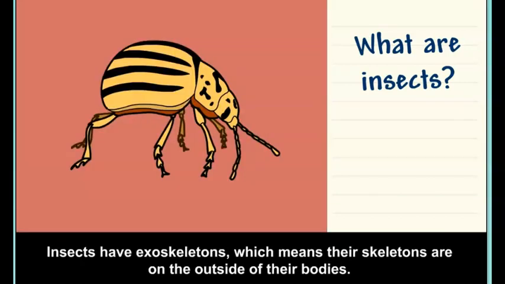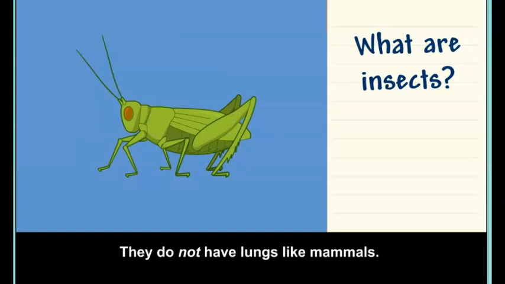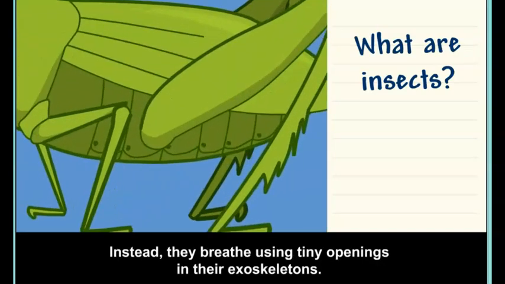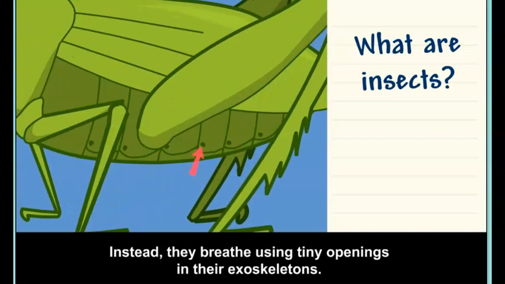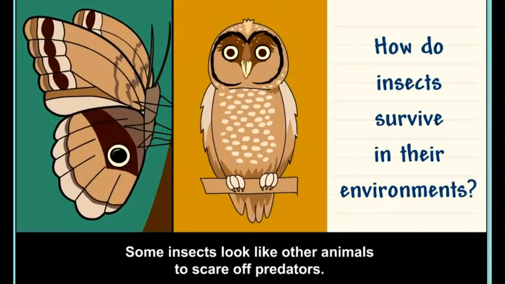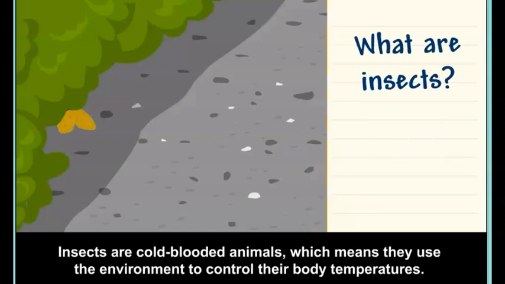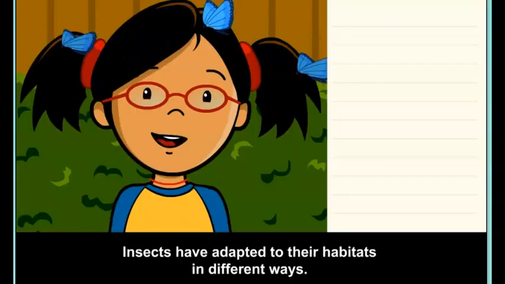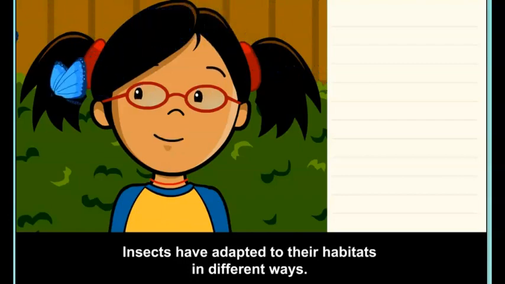Insects have exoskeletons, which means their skeletons are on the outside of their bodies. They do not have lungs like mammals. Instead, they breathe using tiny openings in their exoskeletons. Some insects look like other animals to scare off predators. Insects are cold-blooded animals, which means they use the environment to control their body temperatures. Insects have adapted to their habitats in different ways.